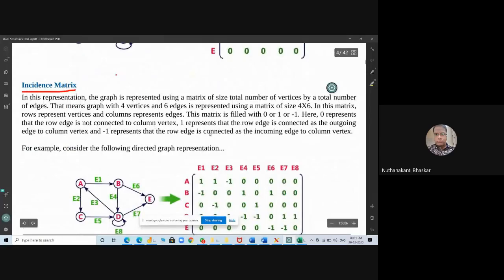Here it also looks like an adjacency matrix, but the incidence matrix is somewhat different. It works only for directed graphs. It is not going to work for undirected graphs. Are you clear? Yes, sir. In this incidence matrix, the size of the matrix must be the total number of vertices by the total number of edges.